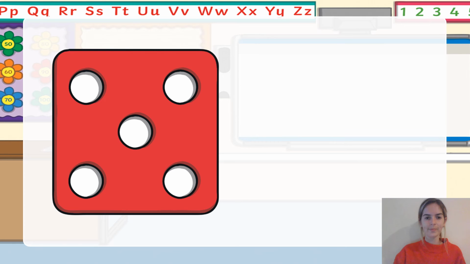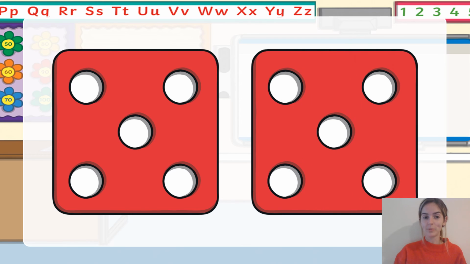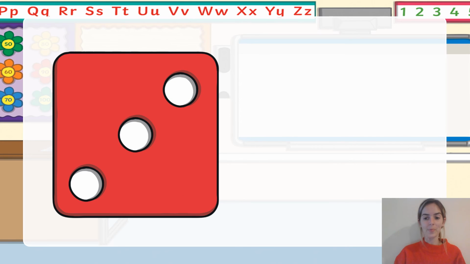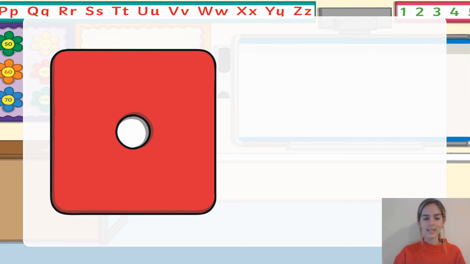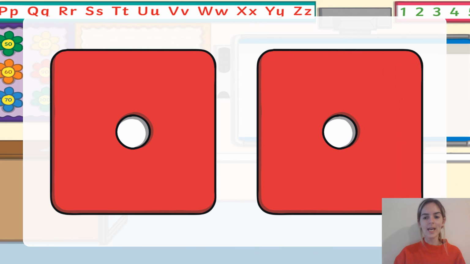Let's have a go. What did you get? 5. Good job. I wonder if I put another dice there. Doubles. 5 and 5 is 10. Okay, let's look at another one. What's this? 3. Well done. And if I put another dice there of 3, what does it become? 6. 3 and 3 is 6. What's this one? 1. Good job. Okay, what if I do this? 1 and 1 is 2.